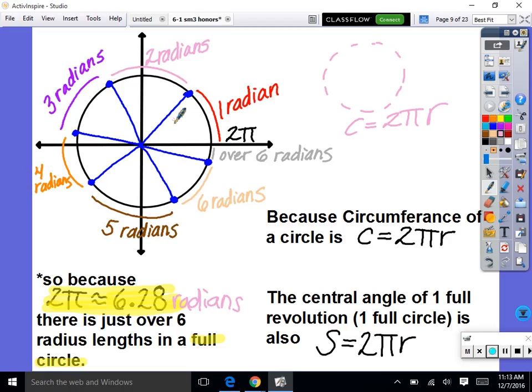So this circle has about just over 6 radians in the whole circle. Everybody look so that you can see how my radians were made. I start here and I open up, boom, all of a sudden my arc is the same length as the radius. So there's 1 radian.